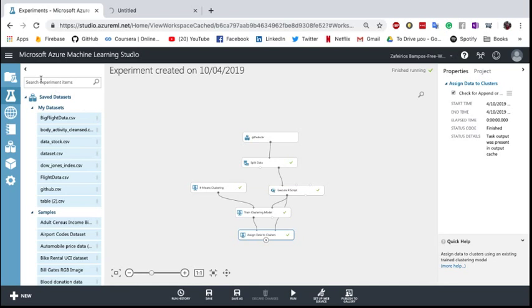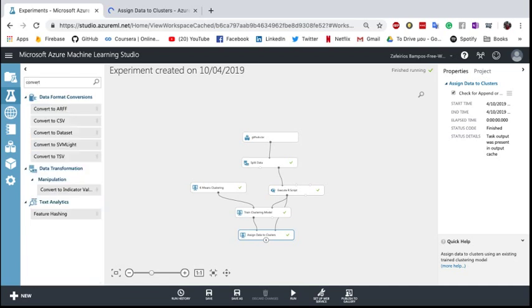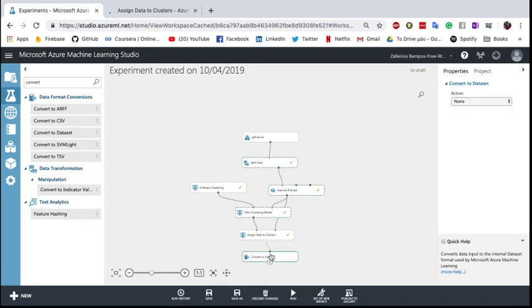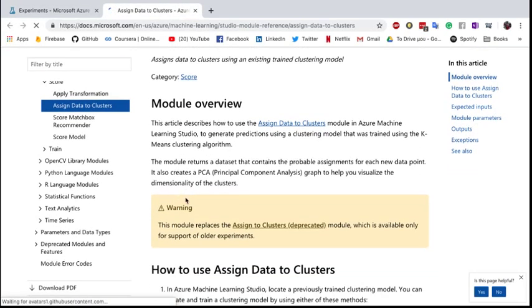I'll go back and continue our project until this page loads. And next step, I want to convert our clusters to a data set in order to see all and run it again in order to see which points are in which cluster. And now that it loads, here it says that this module returns the data that contains the probable assignments for each new data point. It also creates a PCA graph, and you have to search on your own what PCA is.